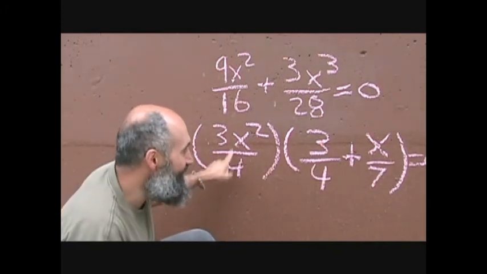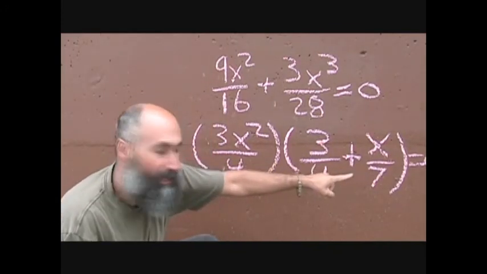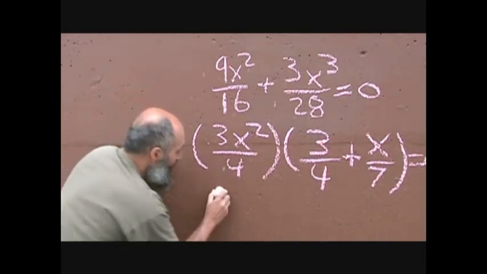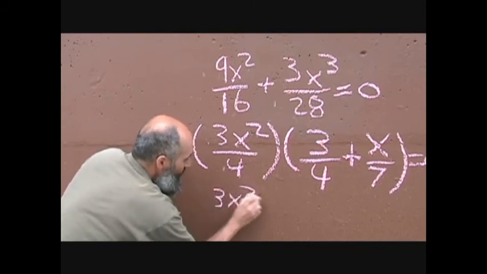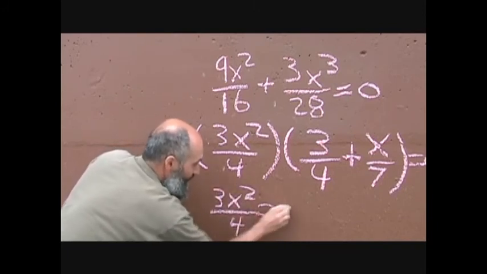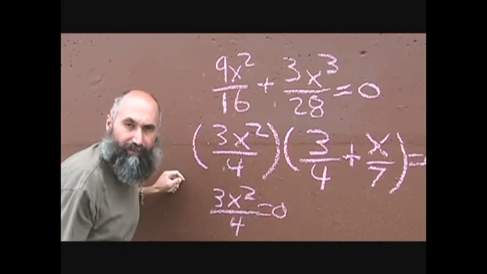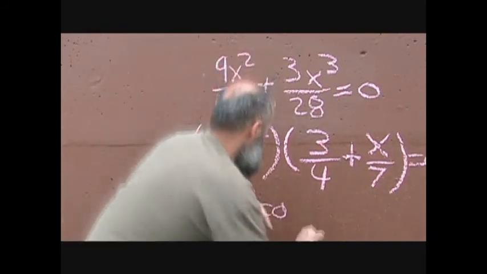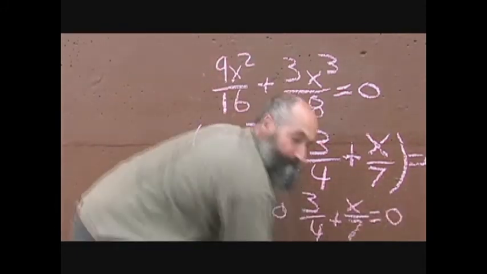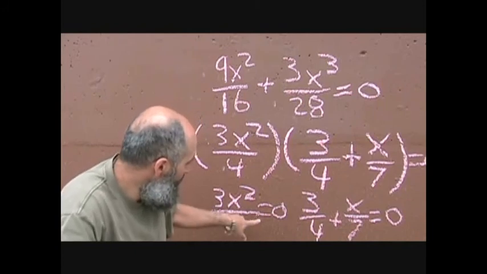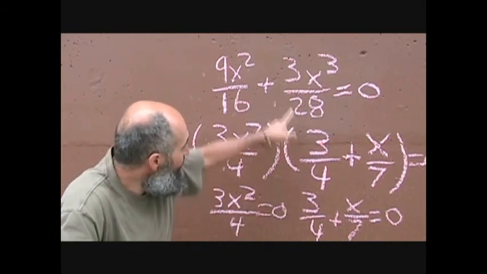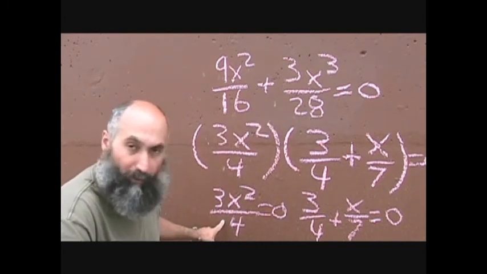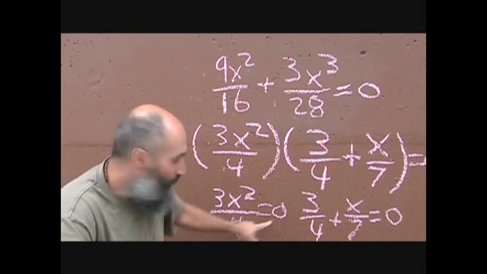So all you do is set each one of these terms equal to 0 and solve for x. You're going to have 3x squared over 4 is equal to 0, and over here, 3/4 plus x over 7 is equal to 0. The solutions for these are the solutions for this. I've run out of room. This one's straightforward: you cross multiply the 4 up. 4 times 0 is 0.